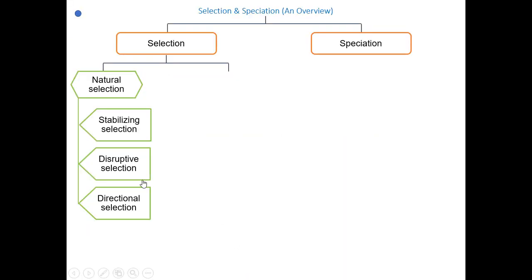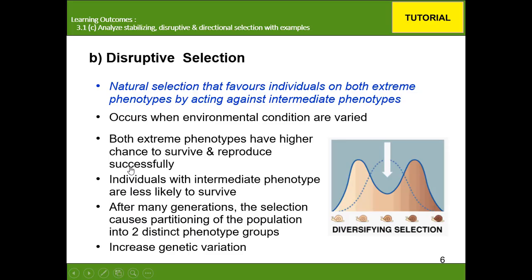Next natural selection is disruptive selection. Disruptive selection is natural selection that favors individuals with both extreme phenotypes by acting against intermediate phenotypes. So we can see in this population, the intermediate phenotypes are not chosen, while both extreme phenotypes are chosen in a population. After disruptive selection occurs, it will increase genetic variation.